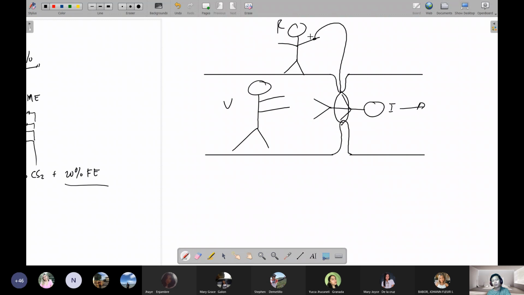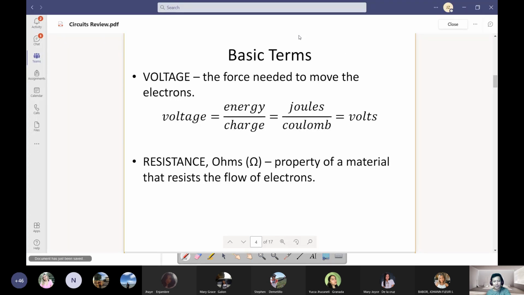Charog, di gyapon kasabot. Stickman na akong pang elementary na akong gibuhat na drawing. Okay, charog, wag gyapon kasabot ha. So that is the role of current, voltage, and resistance. Okay. Next.